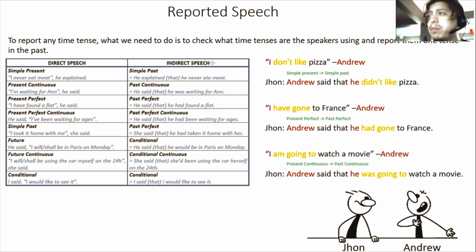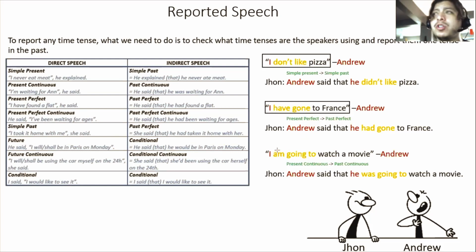Direct speech is when a person is saying something. If somebody says something, for example, I don't like pizza, this is direct speech. When you say I have gone to France, this is direct speech. When you say I am going to watch a movie, this is direct speech. Direct speech is when the speaker is the same person that produced the idea. If I have an idea and I communicate it, I am doing direct speech.